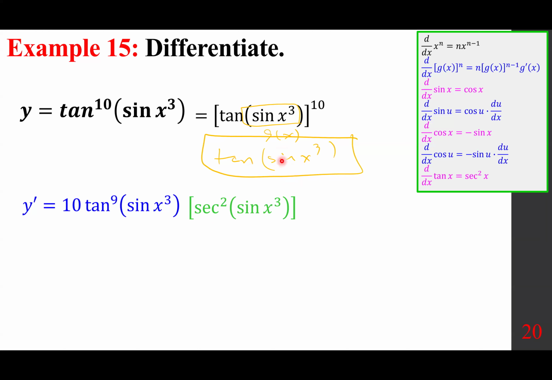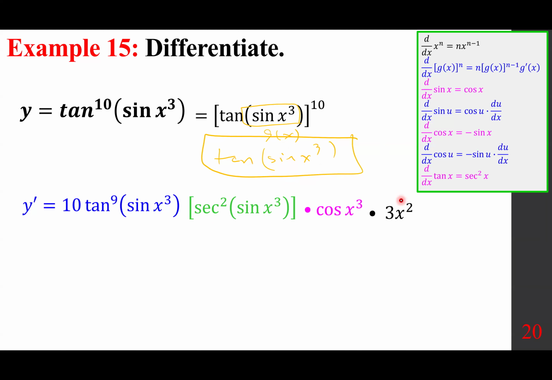Now continue. Now we need the derivative of this piece. Sine, pause. What's the derivative of sine? Cosine of the same argument. And then finally, the argument is x cubed, times 3x squared. This is a bunch of chains.